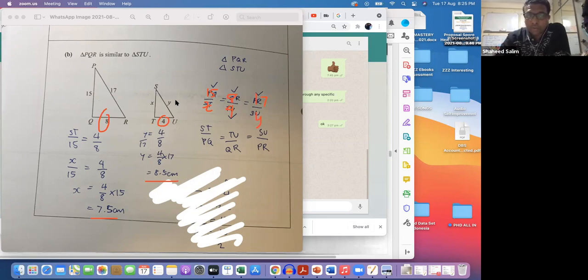Then let's try this one. You want to find Y? 17 divided by 2. Use your calculator. 17 divided by 2.